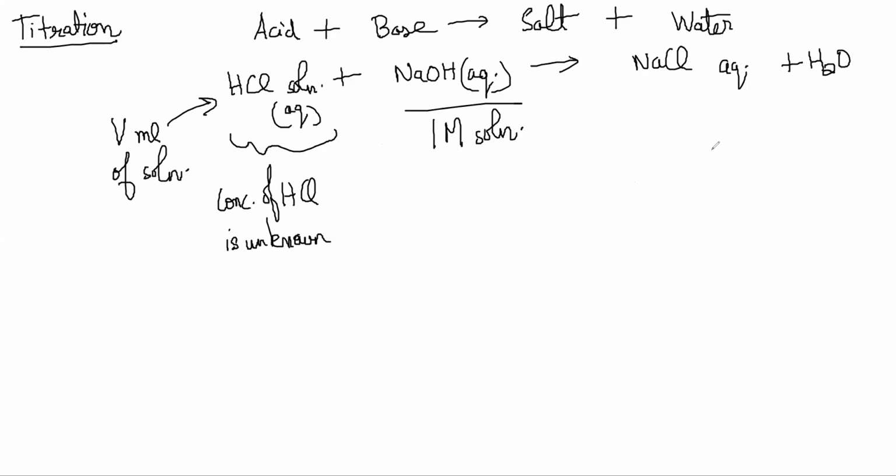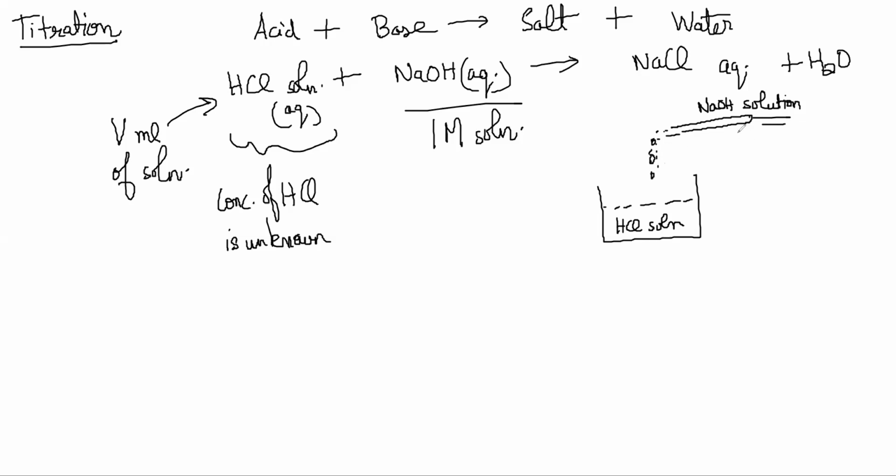You will keep the HCl solution in this container, and then you will drop NaOH solution, or you will mix them somehow. The experimental arrangement can be whatever is more convenient. You will drop NaOH from here, drop by drop, in a very graded manner, because what you want to track is when all of the HCl reacts. That point you have to figure out.